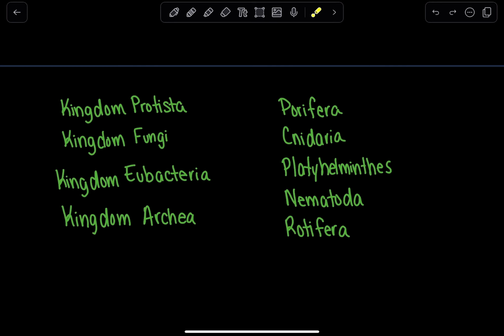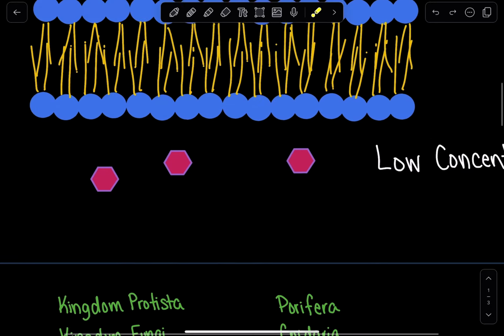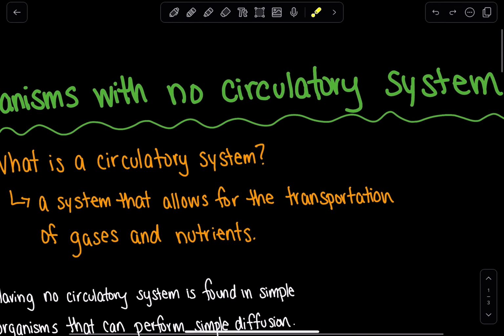They are simple organisms. Then you have your cnidaria, which are your jellyfish, also simple organisms that can perform simple diffusion. You've got your platyhelminthes, which are your flatworms, your nematoda, which are your roundworms, and your rotifera, which are your rotifers. All of these are simple organisms which can exhibit no circulatory system.